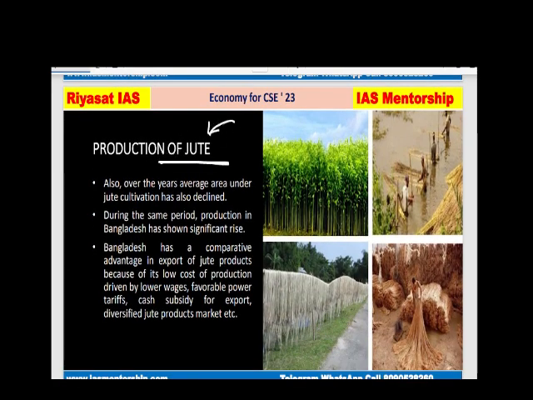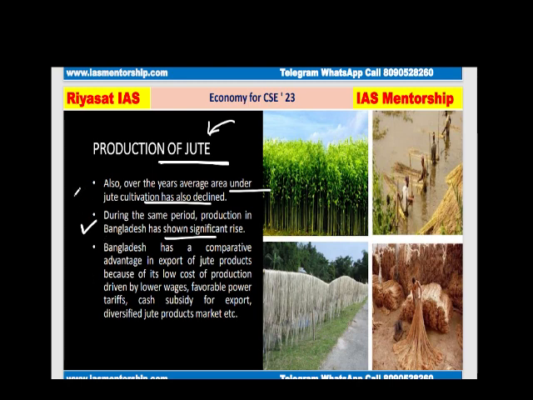is very important for your prelims examination. You should be knowing what conditions are required for its cultivation. Clear? Basically what we have seen is that for the last many years the area under jute cultivation has been declining. Clear? And in that period, on one side in India the area of jute cultivation is declining, but Bangladesh's area of jute cultivation has shown a significant rise. Clear?